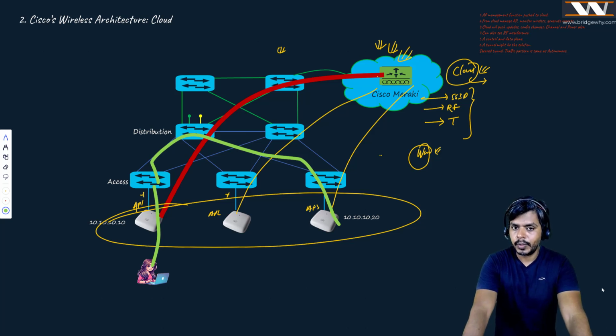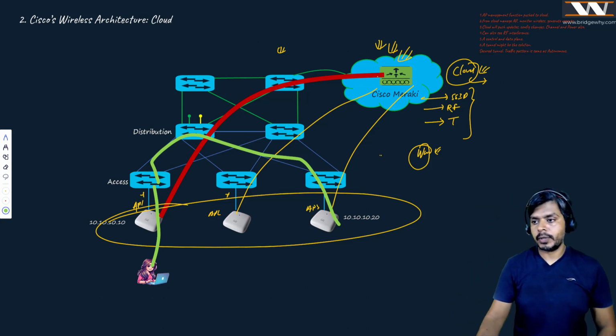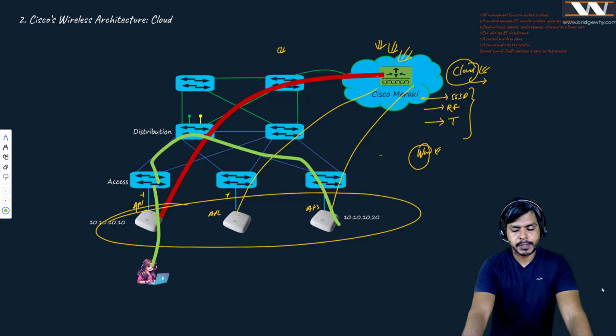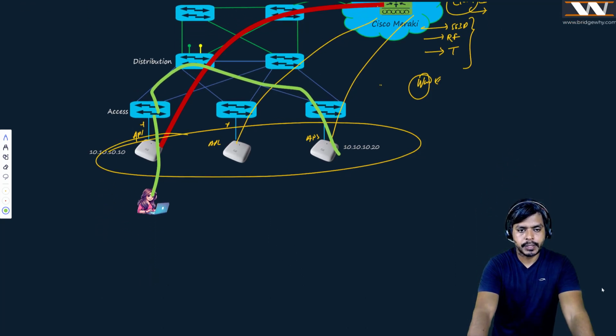You are right. You are right. It just manages all the APs in the infrastructure, but the real user data traffic goes between the APs in this case. You are right. Your understanding is absolutely correct. Okay. Okay. Thank you. Perfect.